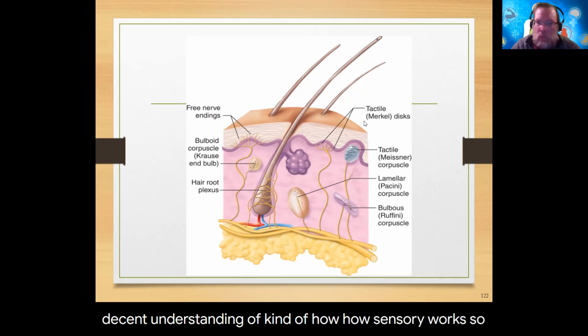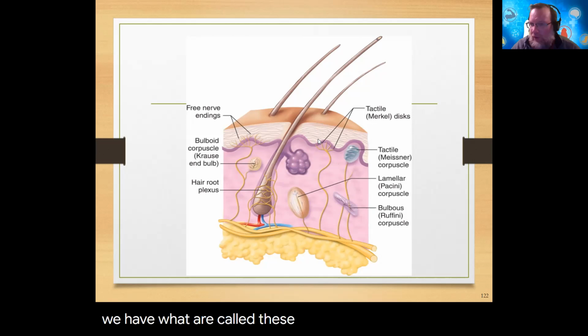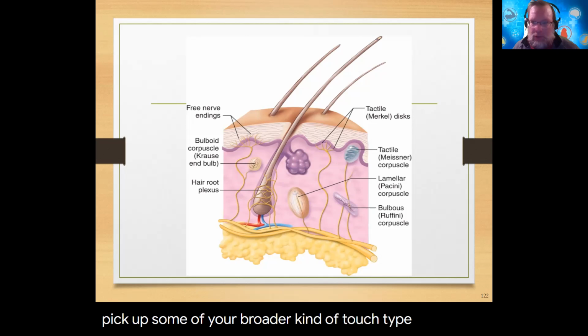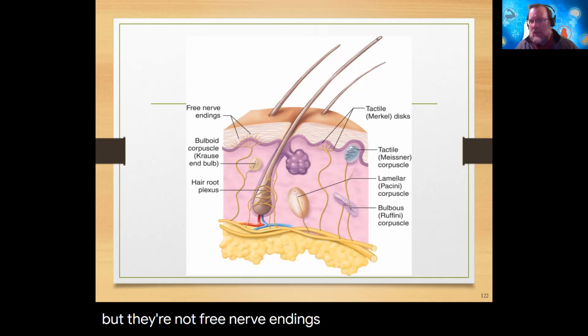So we have what are called free nerve endings. A lot of your pain receptors are going to be free nerve endings. They're going to pick up a lot of inflammatory issues. They're going to pick up some of your broader touch type of things, but free nerve endings are not finite. In other words, we see what's called referred sensory. Sometimes they call it referred pain.